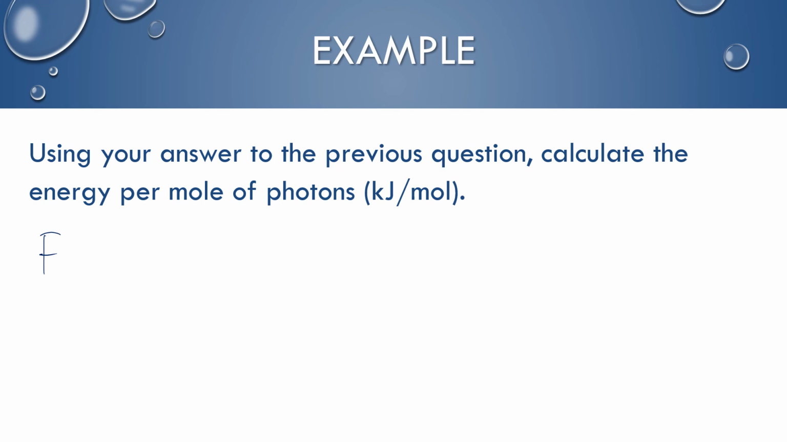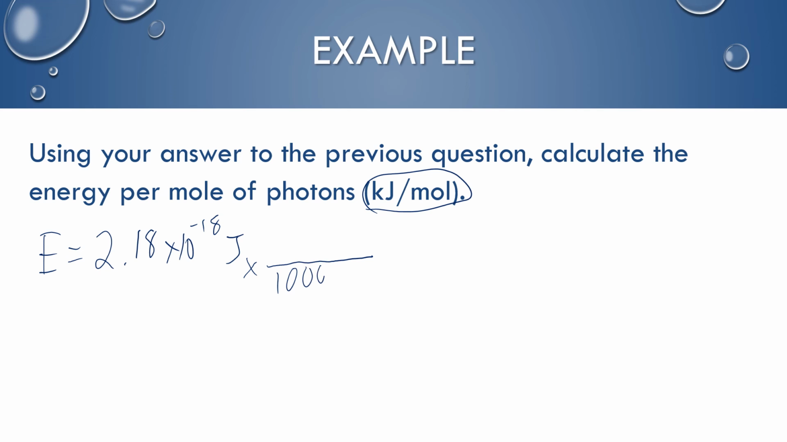So again, we found the energy for the convergence limit is 2.18 times 10 to the negative 18th joules. Typically, we will see energy per mole of photons, so you'll need that in kilojoules per mole. Let's go ahead and convert it to kilojoules first. There are 1,000 joules in 1 kilojoule.